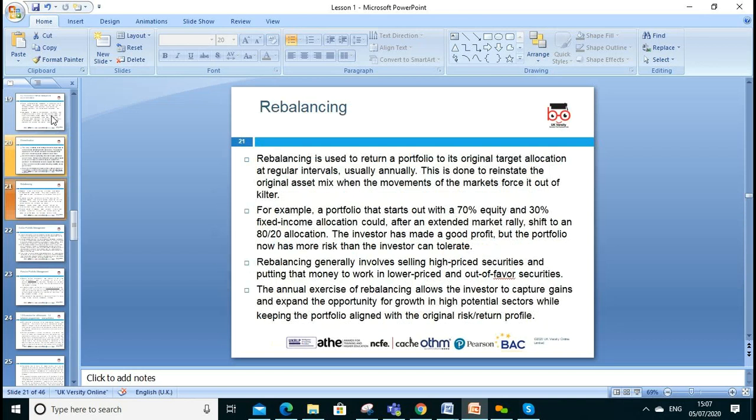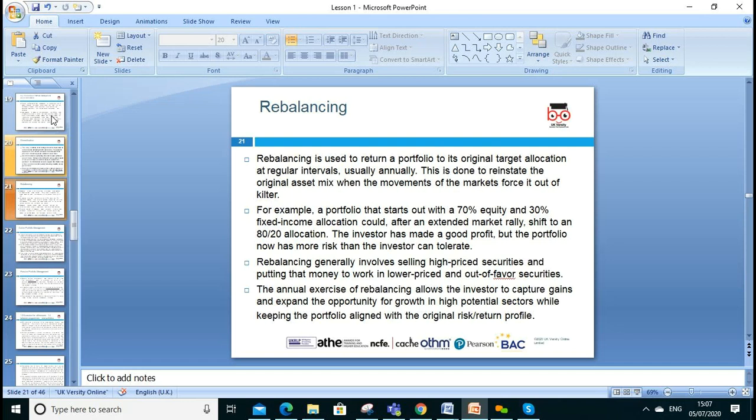Real diversification is made across the classified securities and various debts; it's part of the project, we can diversify it. Rebalancing is one approach used to return the portfolio to its originally targeted allocation at regular intervals and reinstate the asset mixture. And always we need to look at the worth of the company.